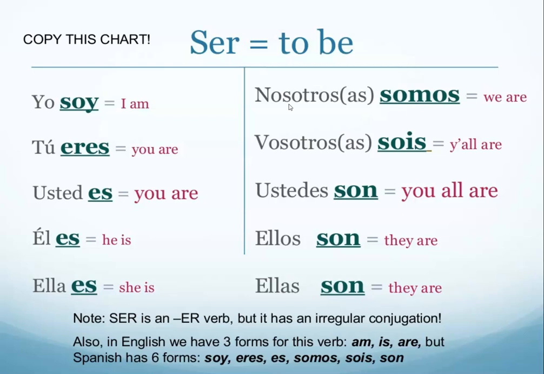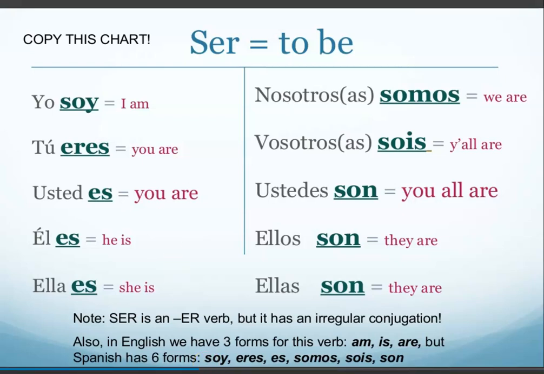Please note that ser is an ER verb, but it has an irregular conjugation. Also in English, we have 3 forms of this verb. Am, is, are, but in Spanish, there are 6. Soy, eres, es, somos, sois, son.